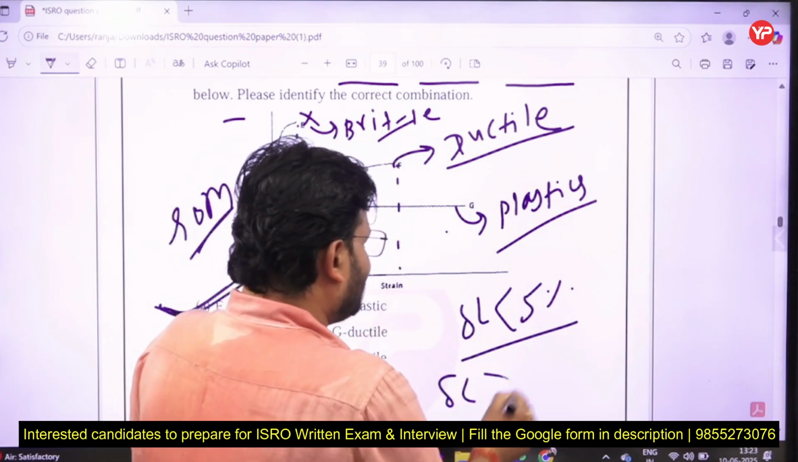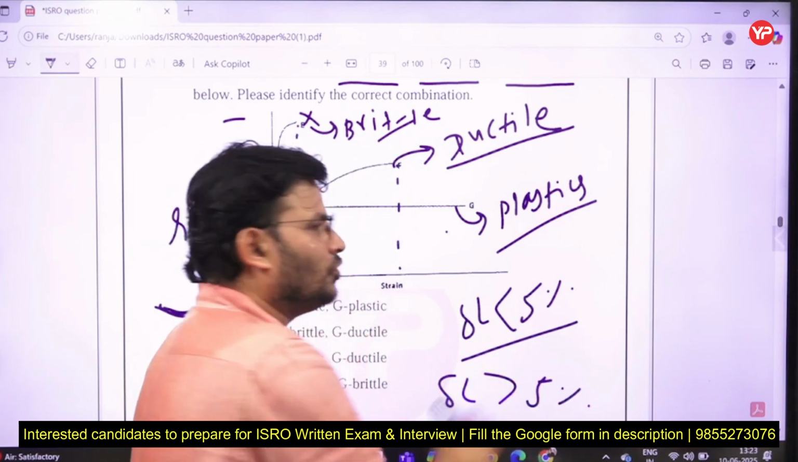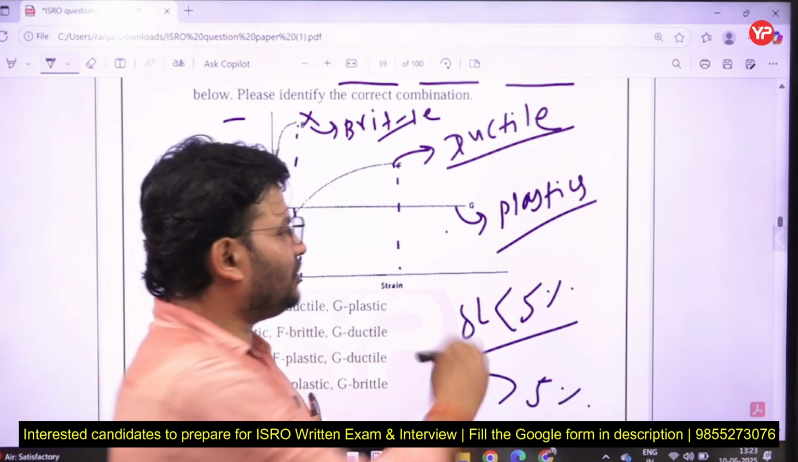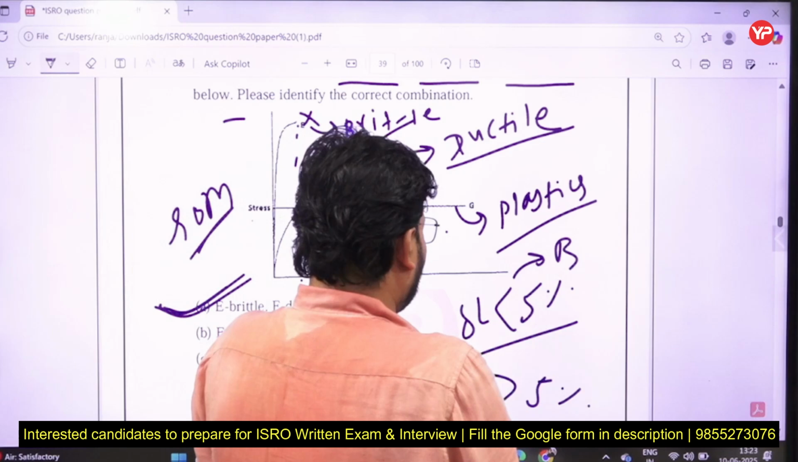But if the change in length is more than 5% and after that it is going to fail, then that type of body is known as what? Brittle. Ductile. So this is, you can say, brittle, right? This is, we can say, ductile.